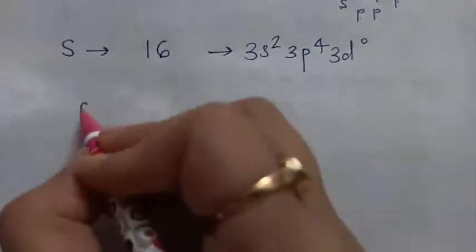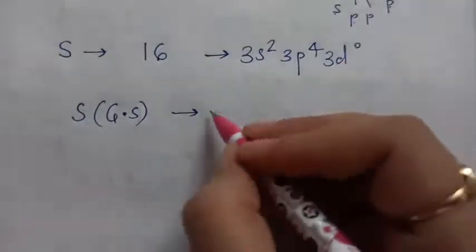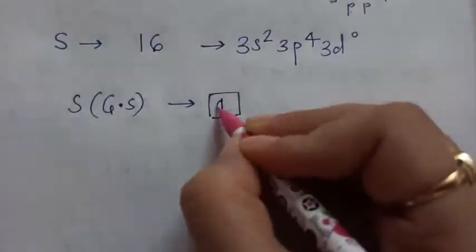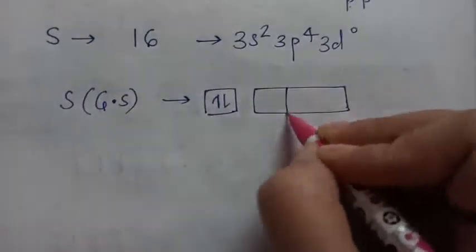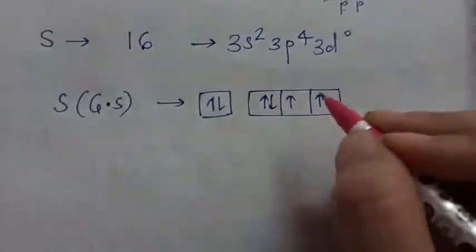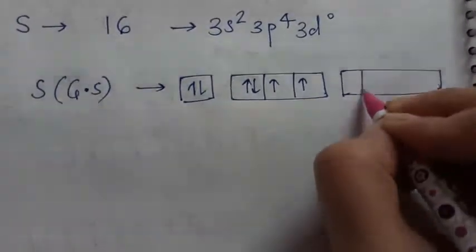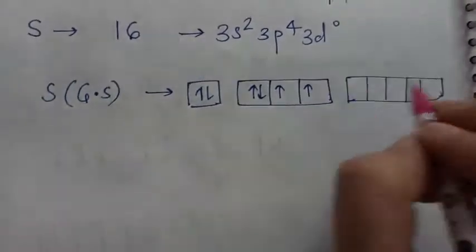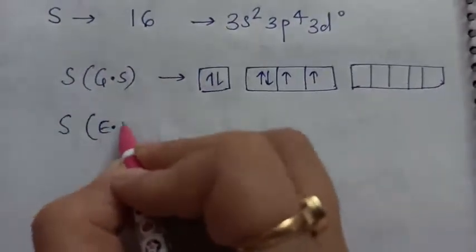Now you draw sulfur in the ground state. Ground state में क्या होगा, इसको as it is आप draw कर लीजिए. So 3s2, 3p4. So 1 2 3 4. Okay, and then in D it's 0, no electrons at all. Now sulfur will go in excited state.